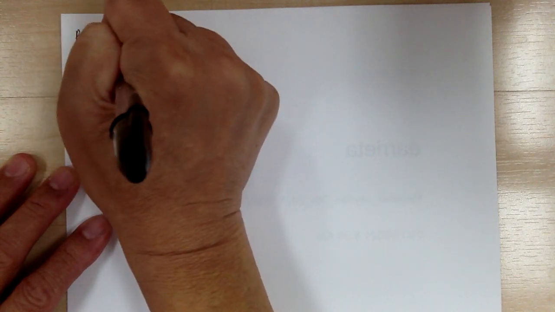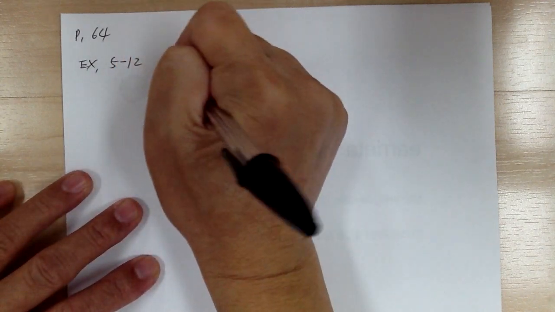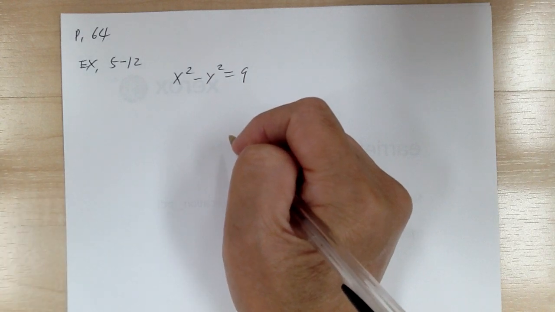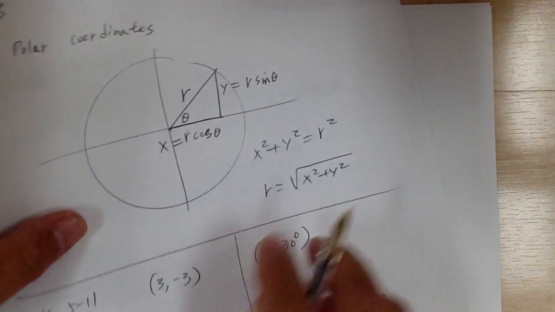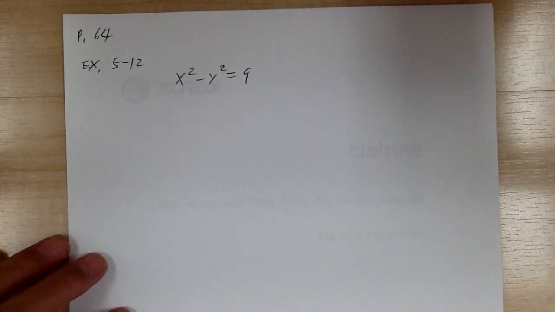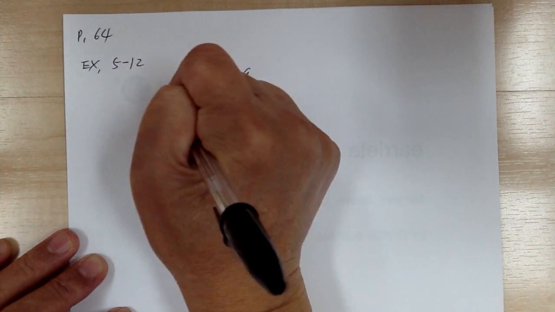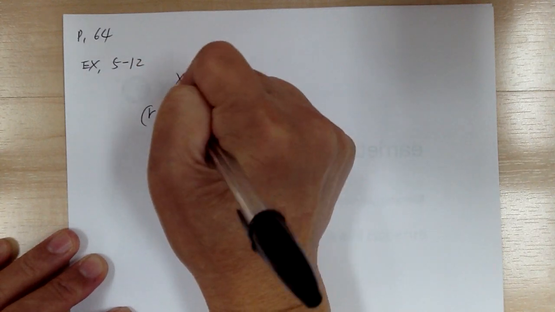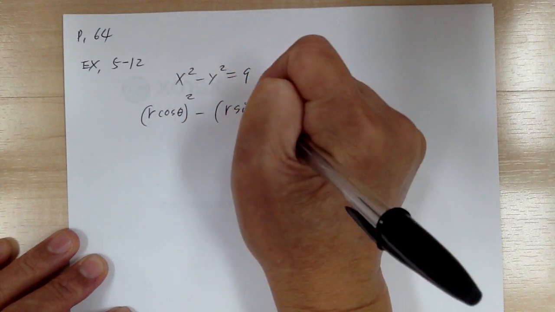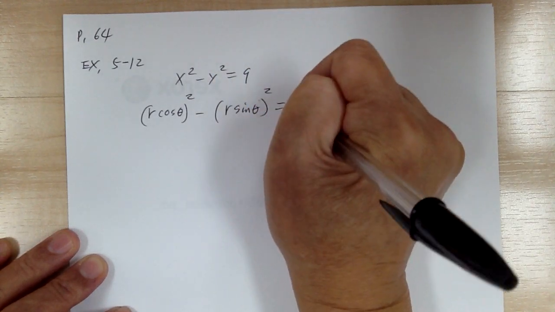Example 5-12 says express x squared minus y squared equals 9 in polar coordinates. From what we had before, you just substitute. So x equals r cosine theta, and there's a square over here, minus y, which is r sine theta, and there's a square, and it's equal to 9.